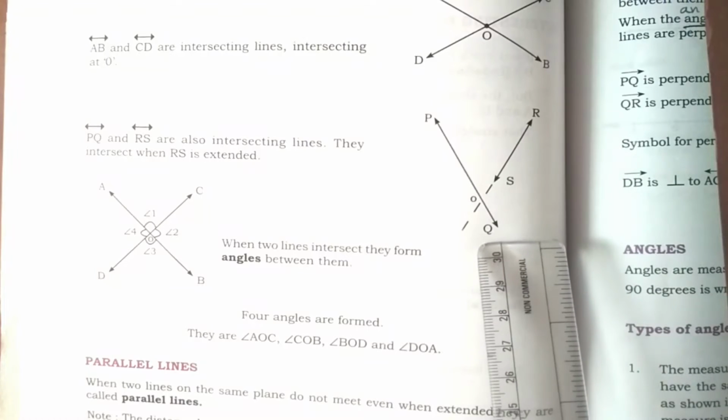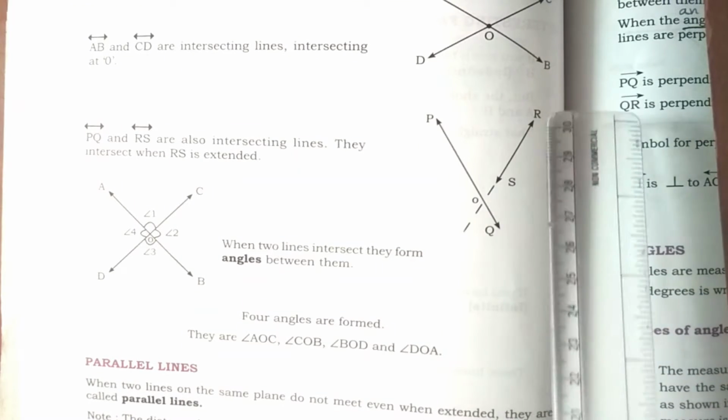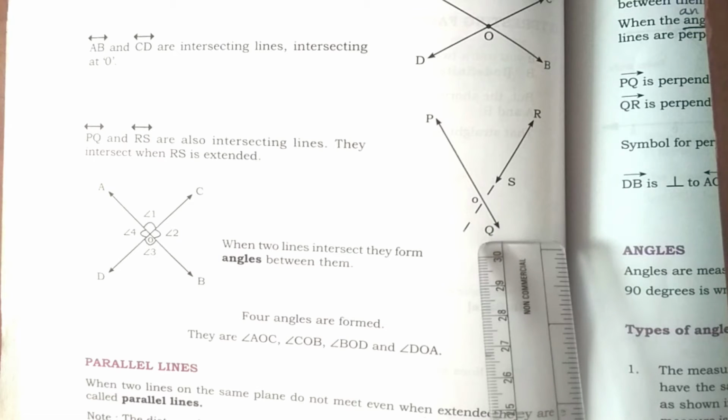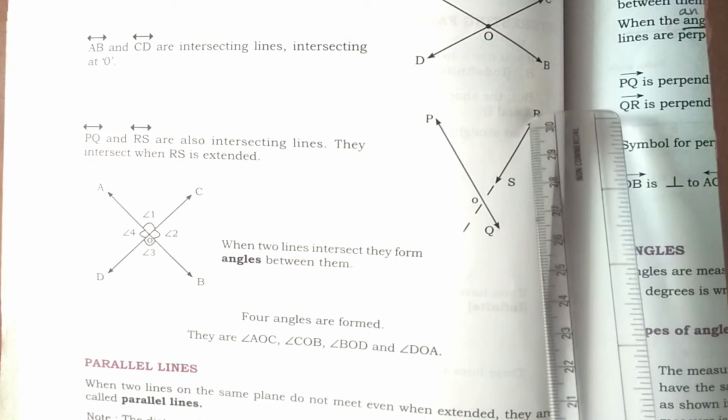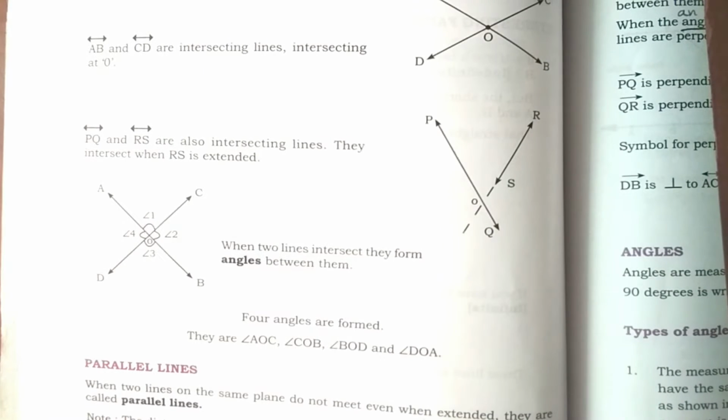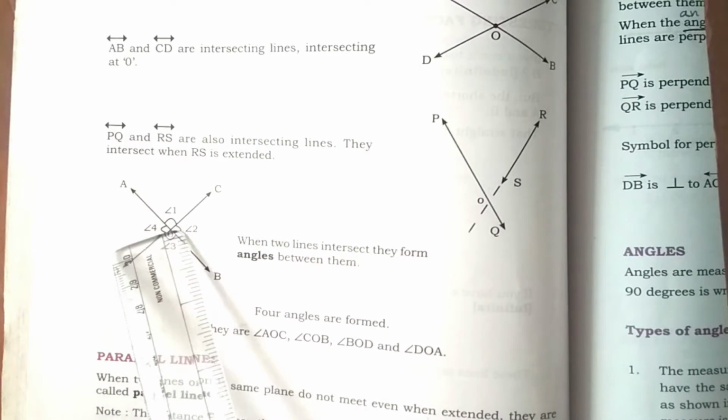See here one more example. Line PQ and line RS are also intersecting lines. They intersect when RS line is extended over here. Now, see one more example here.